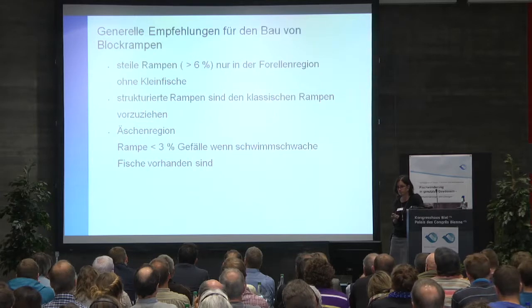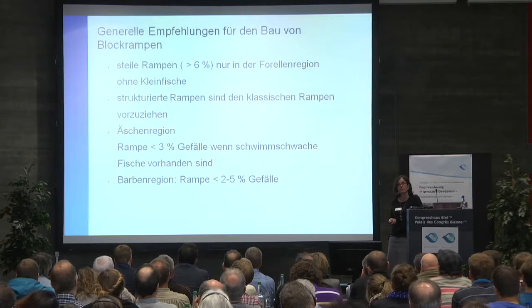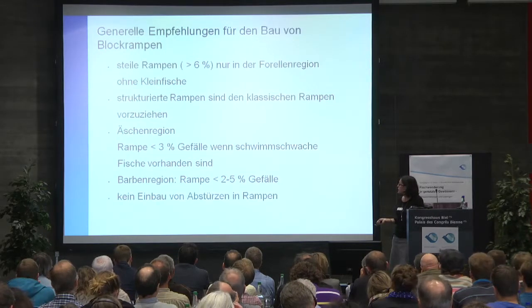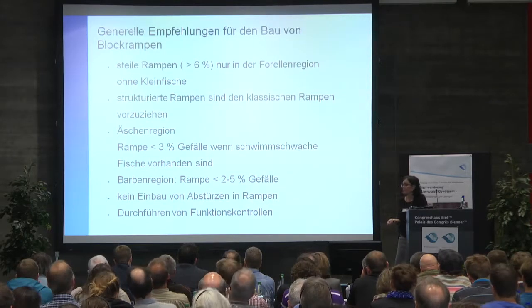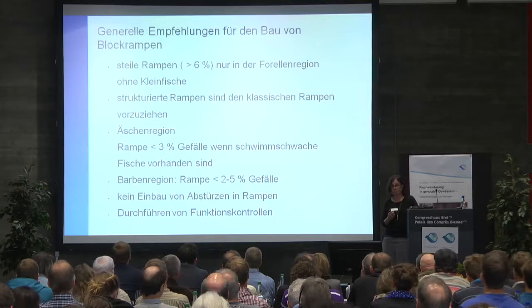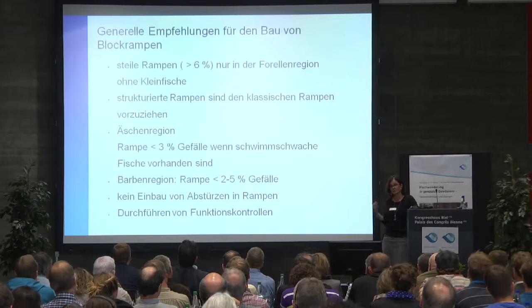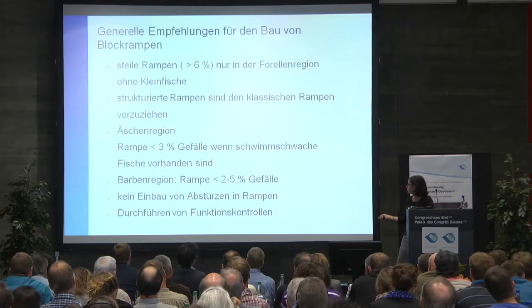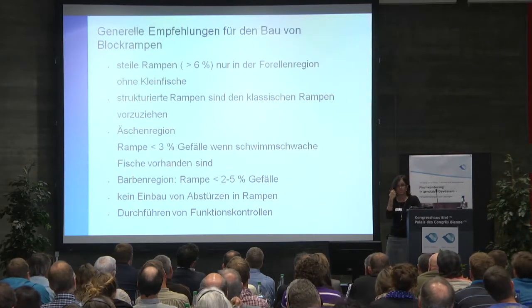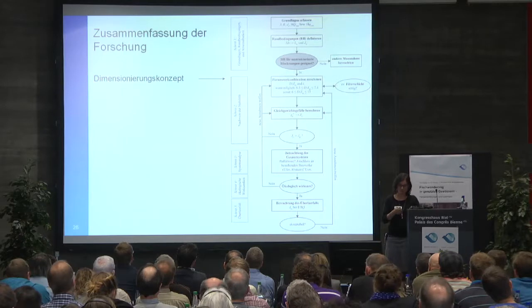In regions with other fish, such as the grayling, the ramp should have less than 3%, and for the barbel, less than 2%, or somewhere between less than 2 to 5%. As a matter of fact, there should not be any barriers in the ramps. This is something that could be examined also theoretically, but only in the field can you actually prove whether passability is guaranteed or not.